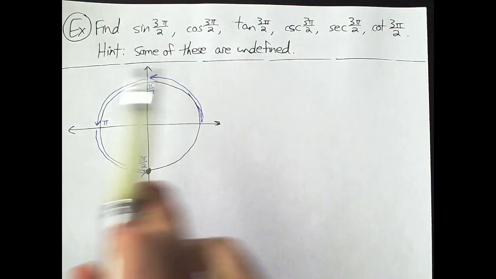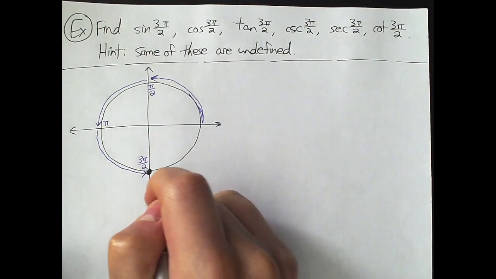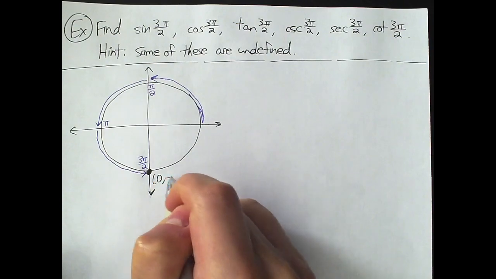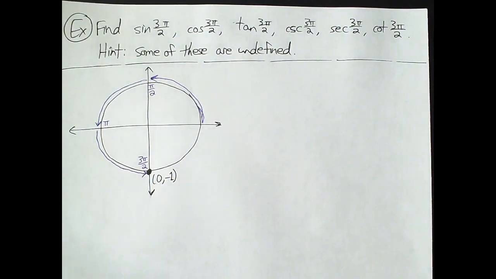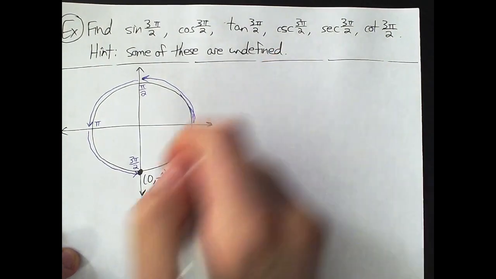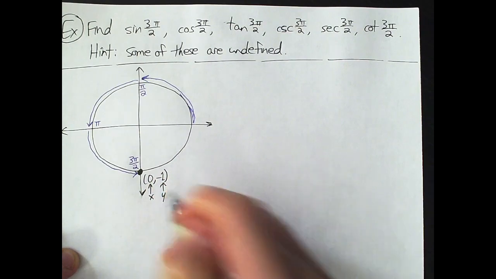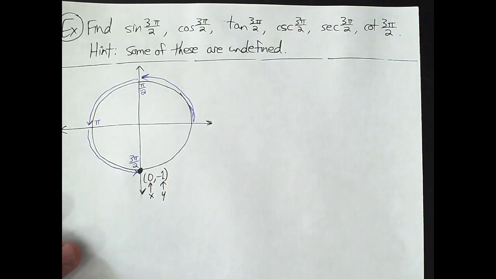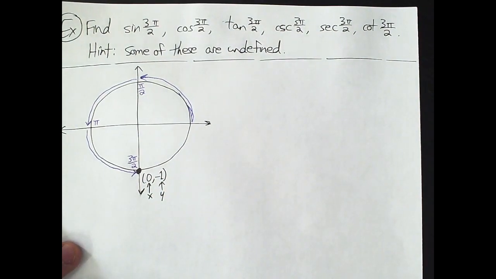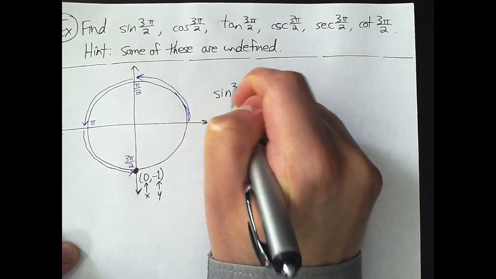Makes sense, because remember, if you go all the way around, it would be 2 pi. This part of the unit circle has terminal point 0, comma, -1. So how about I just point to this? This is x, and this is y. So now I think we could find all 6 of these trig functions evaluated at 3 pi over 2.